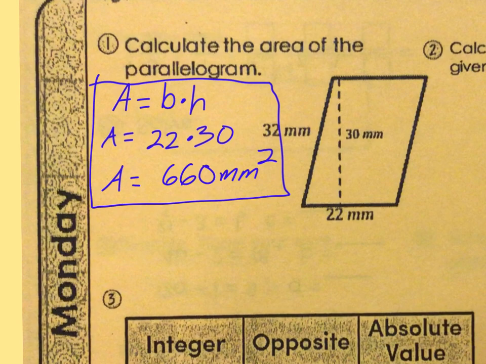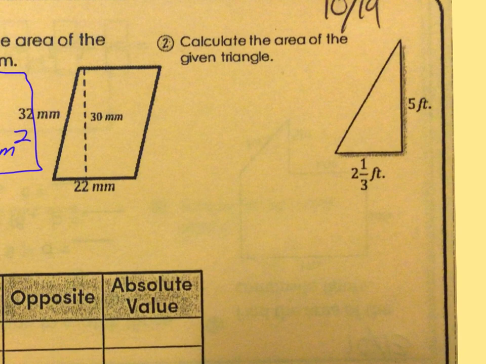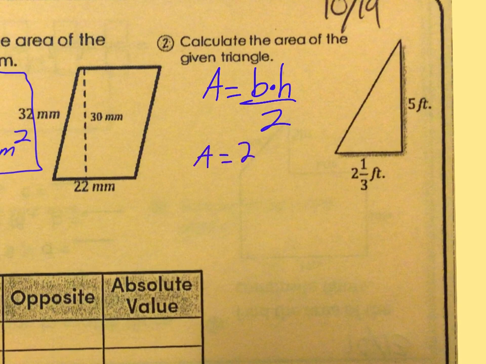All right, let's move on to number 2. Calculate the area of the triangle. All right, so here we go. We are going to use the formula area equals base times height divided by 2. So let's fill in what we know. We know the base is 2 1/3. So we have area equals 2 1/3 times 5, the height, divided by 2.